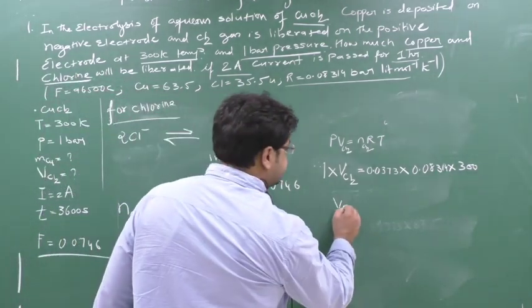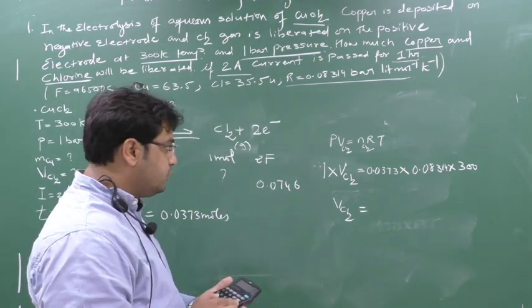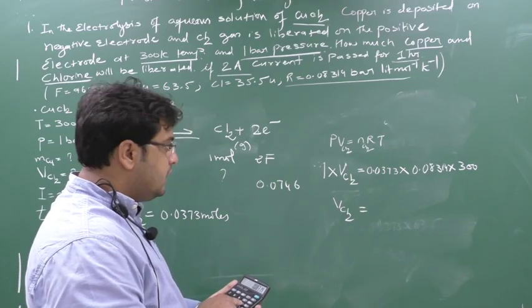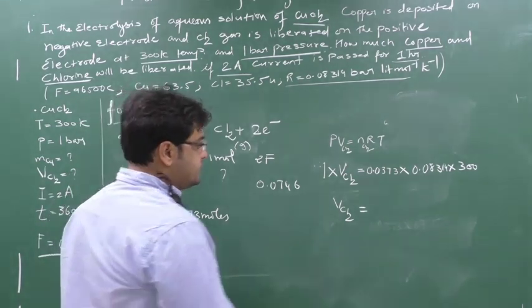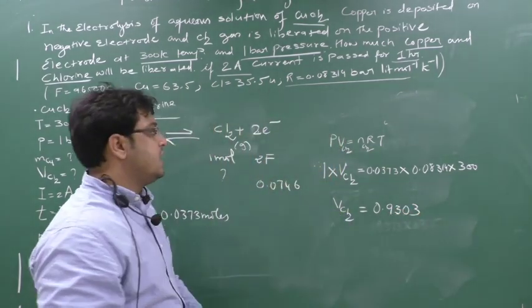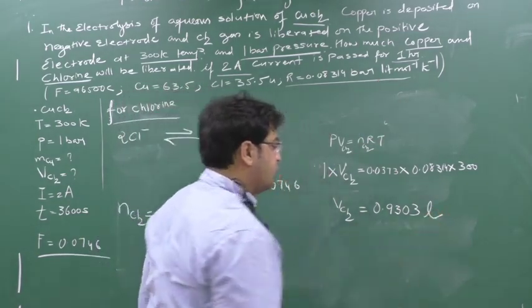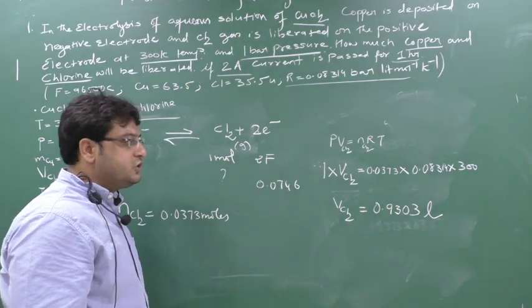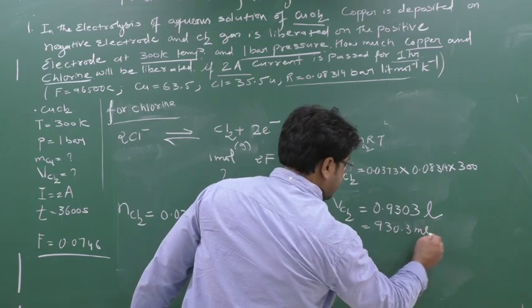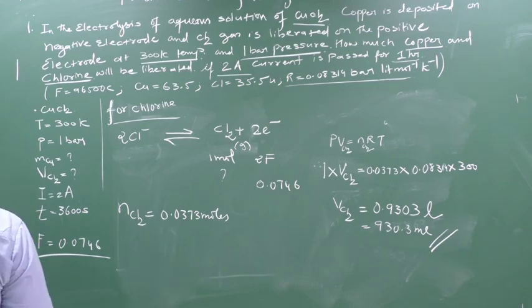Now when you calculate the volume of Cl2, the answer you will get is 0.0373 multiplied by 0.08314 multiplied by 300. The answer will be 0.9303. And see here students, R we have taken in terms of liter, so volume will come in terms of liter. So the volume of chlorine gas is 0.9303 liter, or if I multiply by 1000 I will get 930.3 ml. So this is the volume of chlorine which is liberated in this problem.